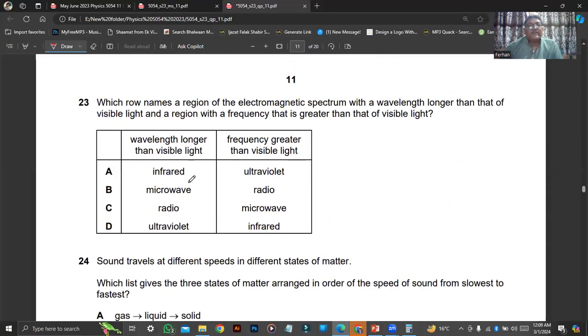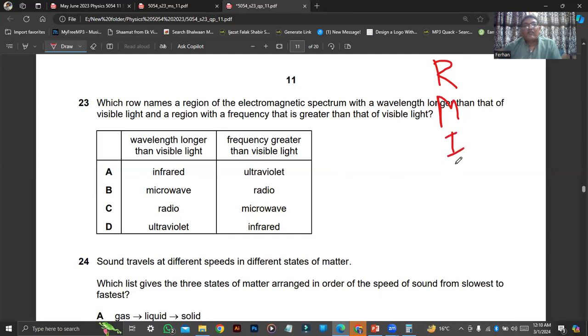Question number 23, he says, which row names a region of the electromagnetic spectrum with a wavelength longer than that of the visible light and a region with a frequency that is greater than that of the visible light? So the code word for this, you remember, is Ronald McDonald is very ugly except Gary. That means the radio waves, microwaves, infrared, visible light, ultraviolet, X-rays, and gamma rays.